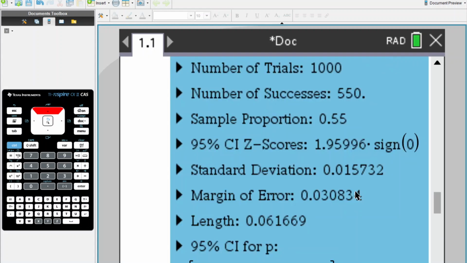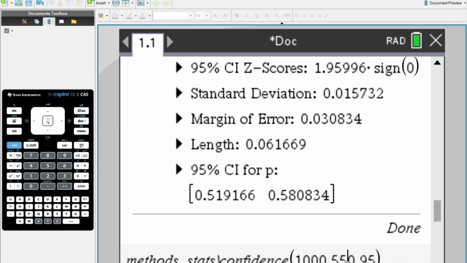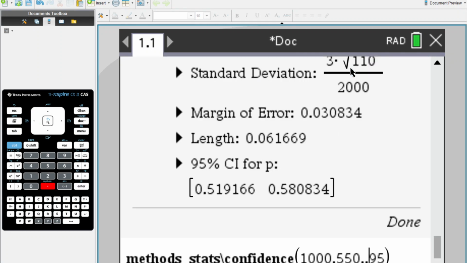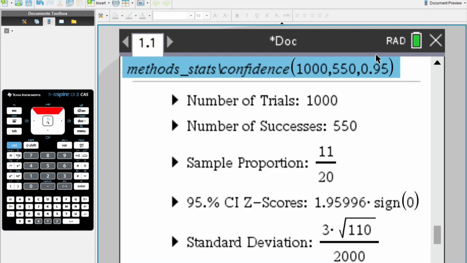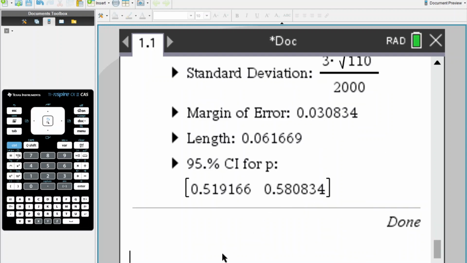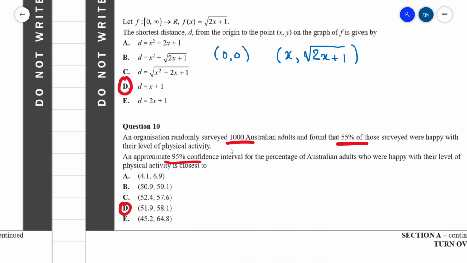It interprets that second input there. If you put in a number greater than 1, then it's going to assume it's the number of successes. Otherwise, if it's between 0 and 1, then it's going to assume that it's a proportion. And with that 95 as well, if you put in 0.95, it still works, because it'll interpret that as a confidence level, because you're not really going to ever use a 0.95% confidence level anyway. Okay, so that's question 10.